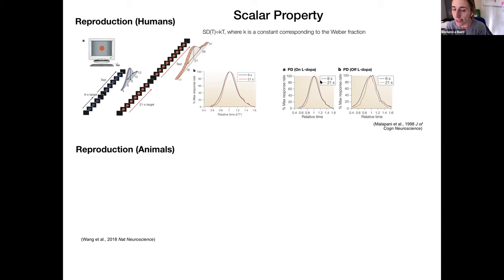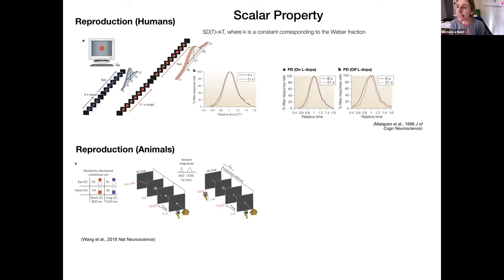And this is the performance of patients who are on DOPA, where they are taking dopamine, and this is when they are off DOPA, when they don't take these dopaminergic drugs. As you see, the scalar property doesn't hold anymore; the behavior doesn't follow Weber's law as it should in normal people. According to these authors, this just proves the importance of the dopaminergic system for the capacity of telling time, the temporal precision.